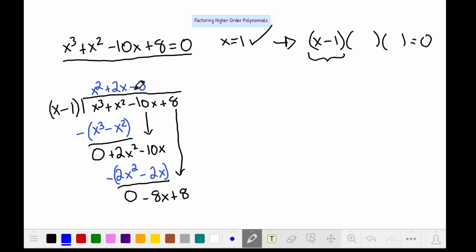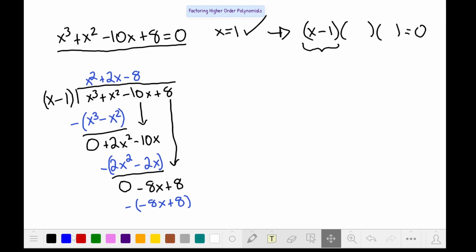And now I multiply the newest blue term by what's on the outside. So I've got minus 8 times x. That's going to be minus 8x. And then I'm going to have minus 8 times minus 1. So the minus and the minus turn into a positive 8. And then I throw down the brackets and subtract. And what we'll see here is something very cool. The term in blue is the exact same as the term in black. So when I subtract them, they'll actually cancel out, because I'm basically taking one term and subtracting it by itself.